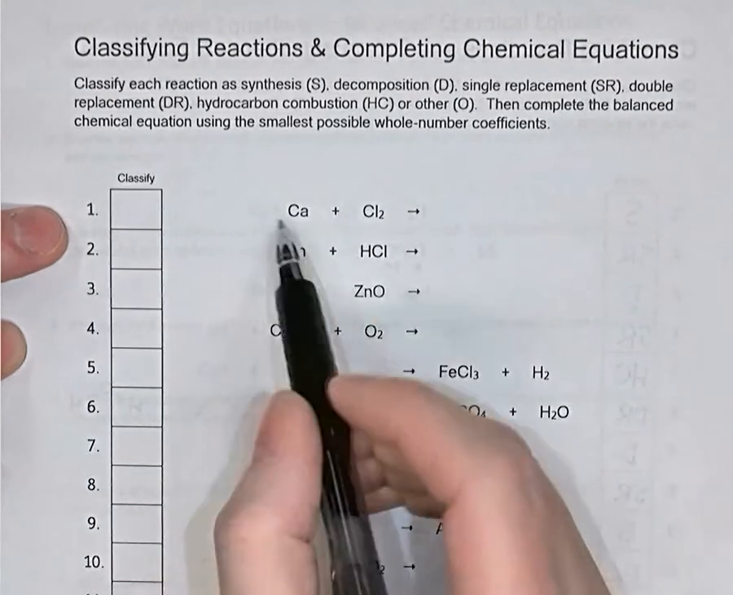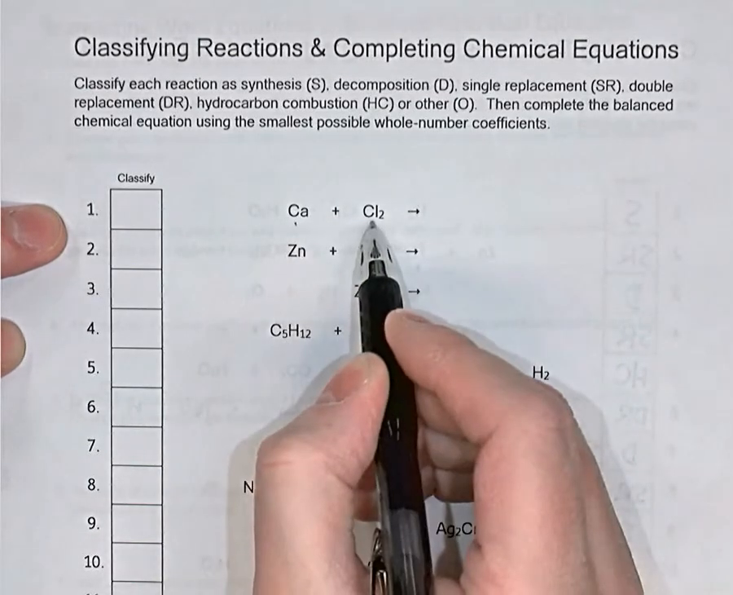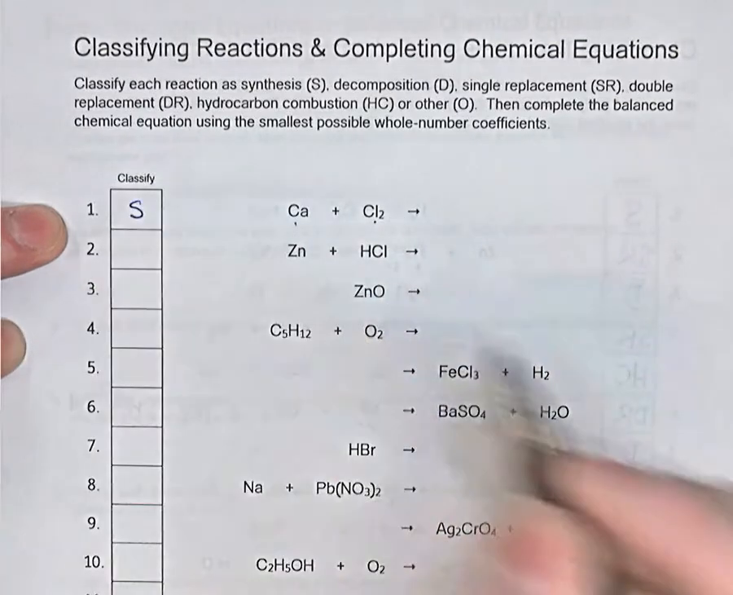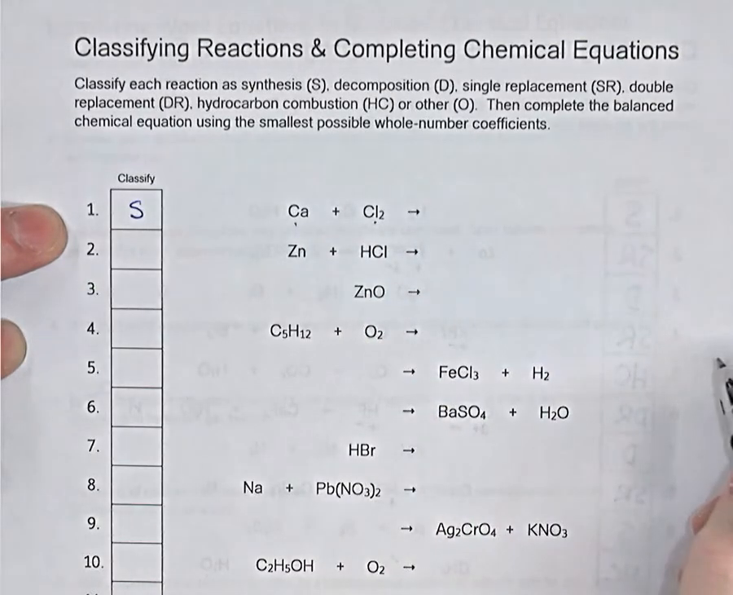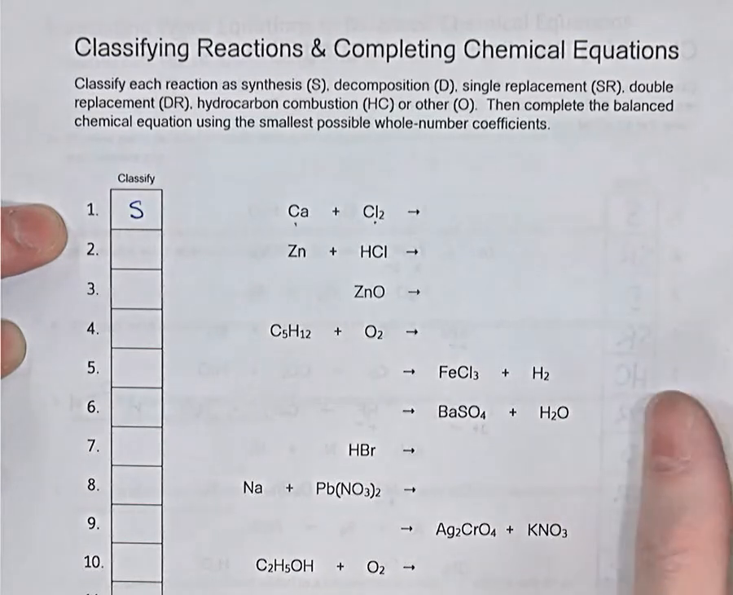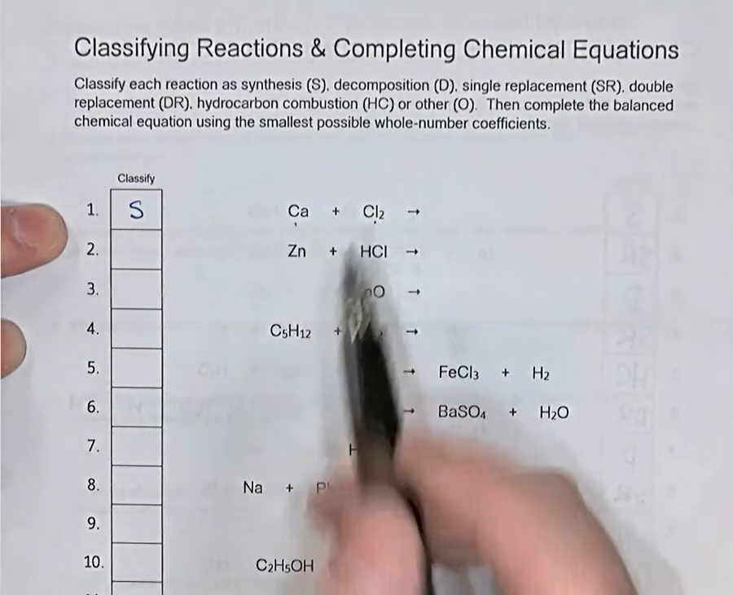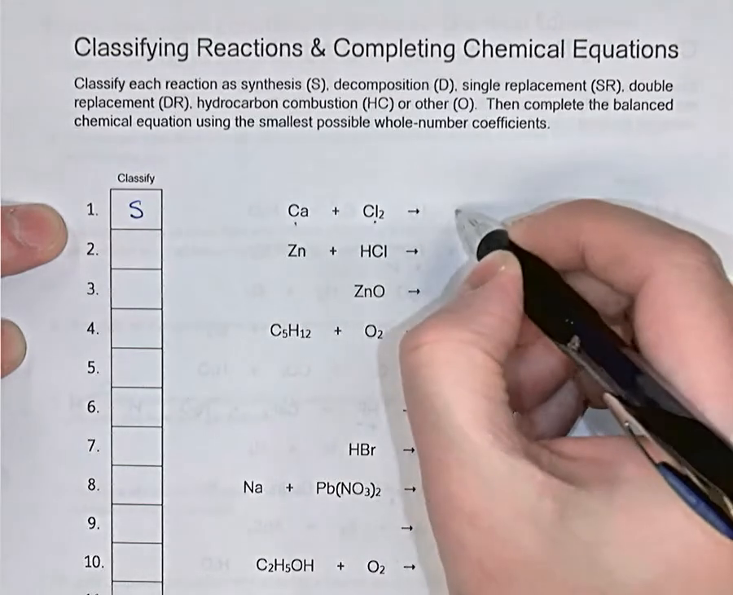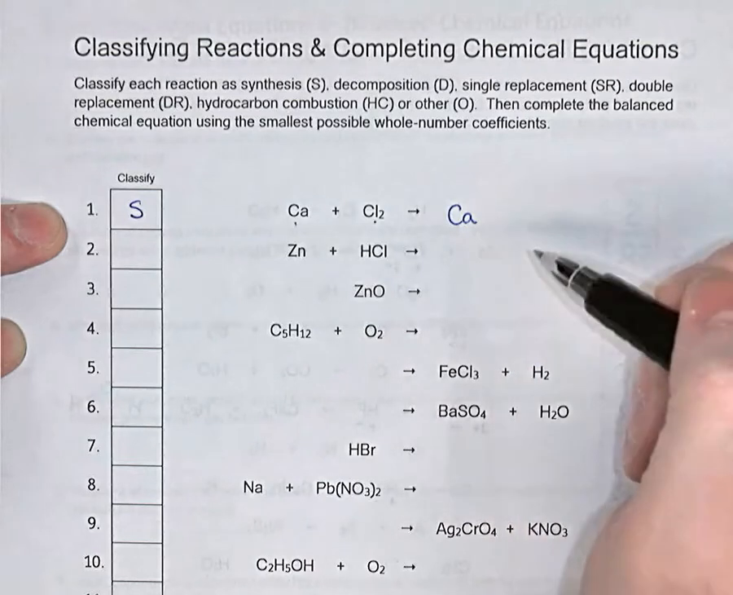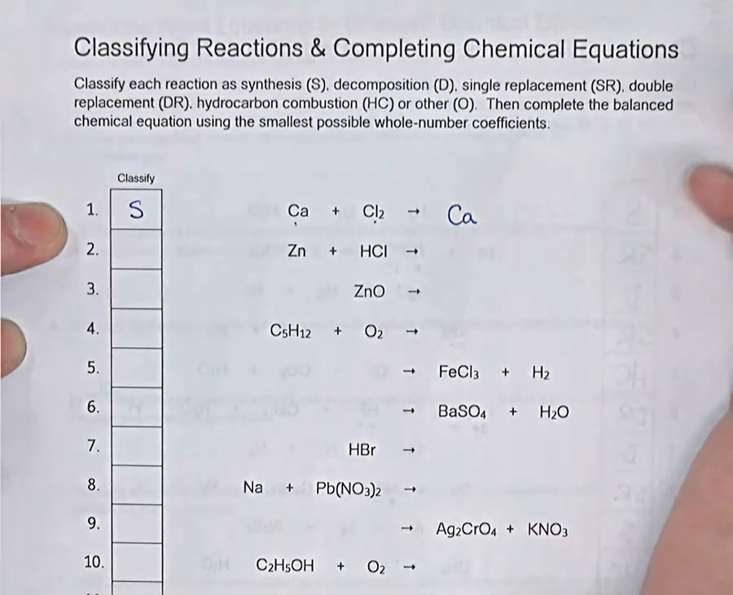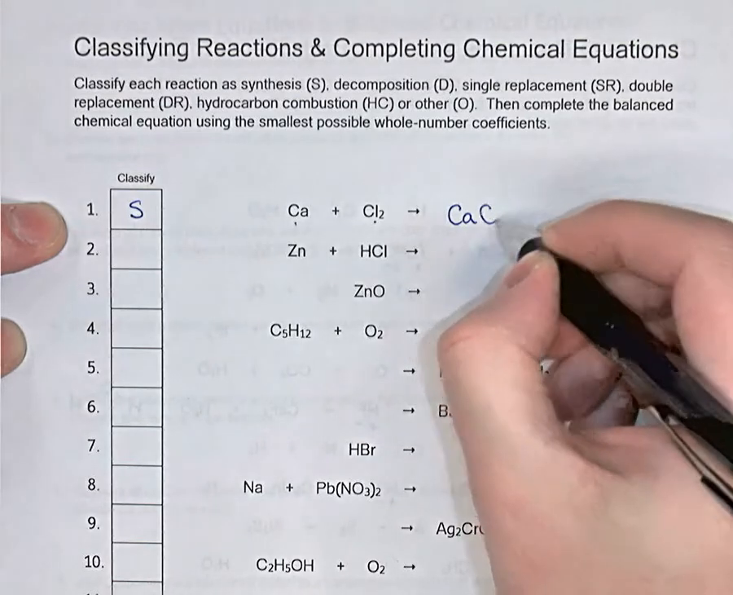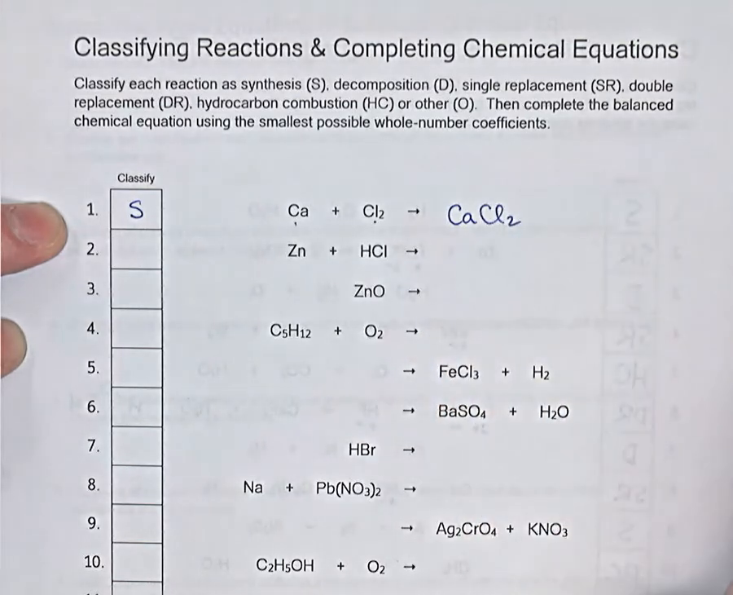So in this first case, I see an element reacting with another element. So 2 elements reacting is likely going to be a synthesis reaction. And synthesis means those elements are combining into a single product. So in this case, calcium chloride is going to be the product. And using my rules for nomenclature that we learned earlier, I know that calcium is 2 positive when it's part of a compound, and chloride will be negative, so CaCl2 will be the formula of the compound.